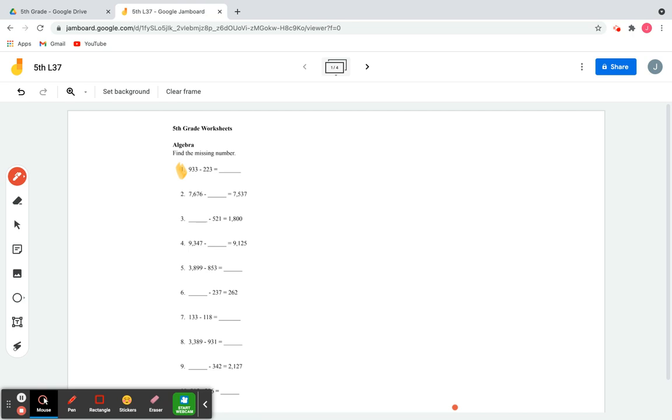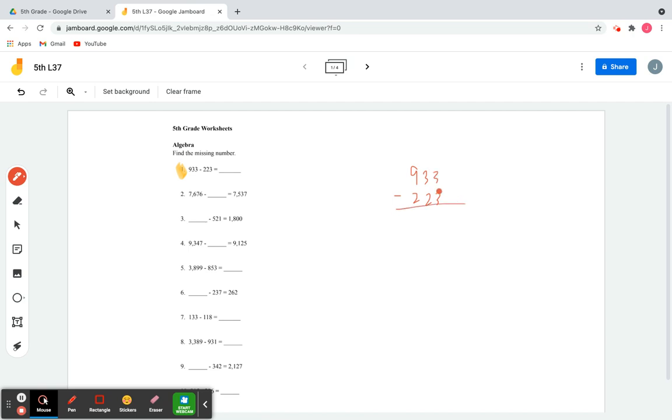So let's get started. The first one we're going to look at is algebra, and we're going to solve number 1 together. We're going to find the missing number, and we have subtraction. So number 1, we have 933 minus 223.